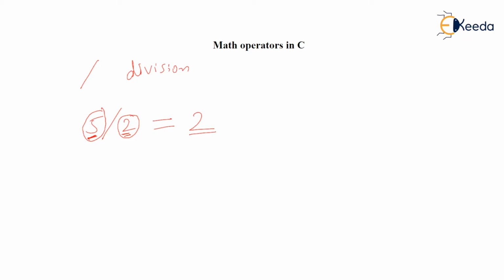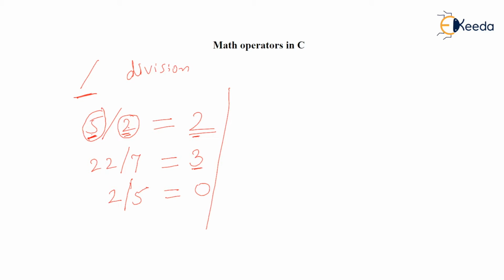Let's say I divide 22 by 7. Everybody knows 22 by 7 is 3.14, but it will be 3. 22 by 7 has to be 3.14, but 0.14 will be simply scrapped and the answer will be 3. So what is going to be 2 divided by 5? Has to be 0.4, but it will be 0. 0.4 will be simply scrapped. So the first lesson about the division operator is that when you divide two integers, the result is always an integer.